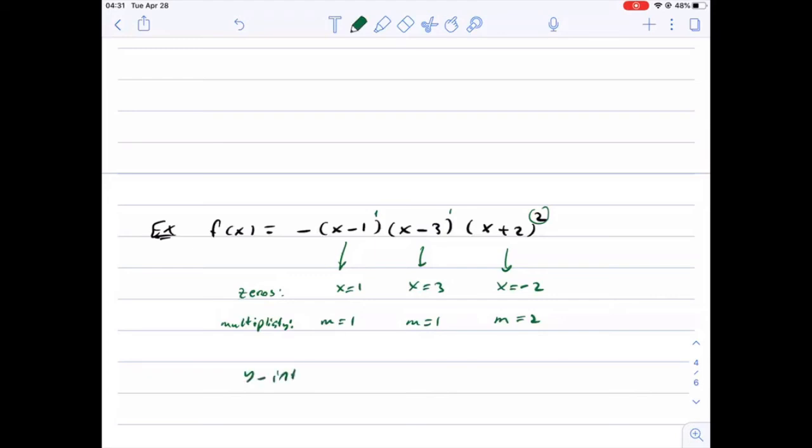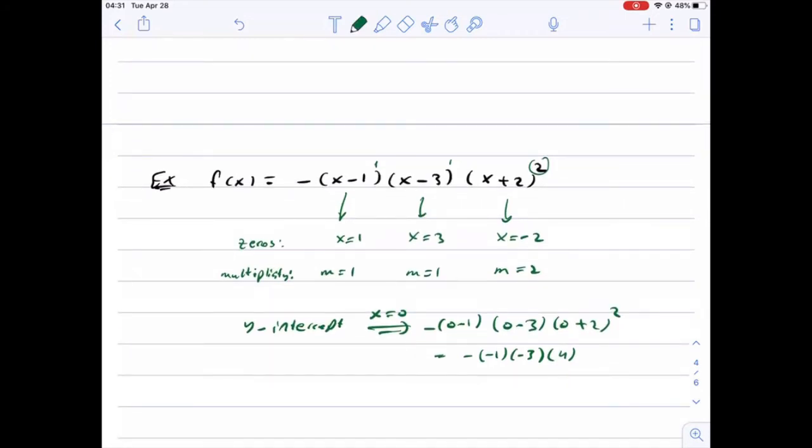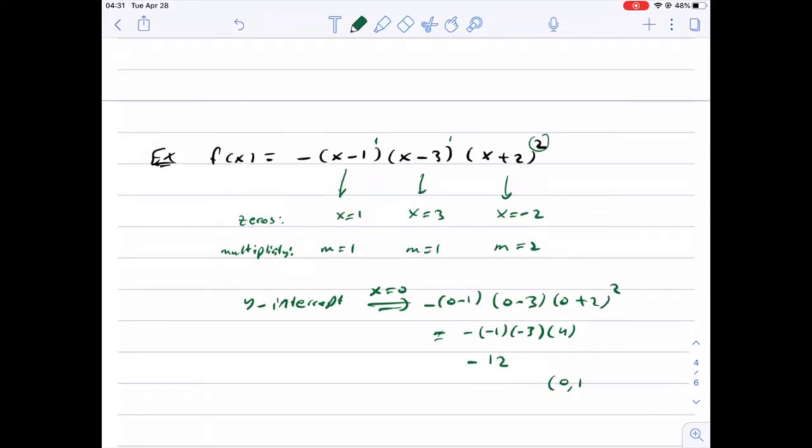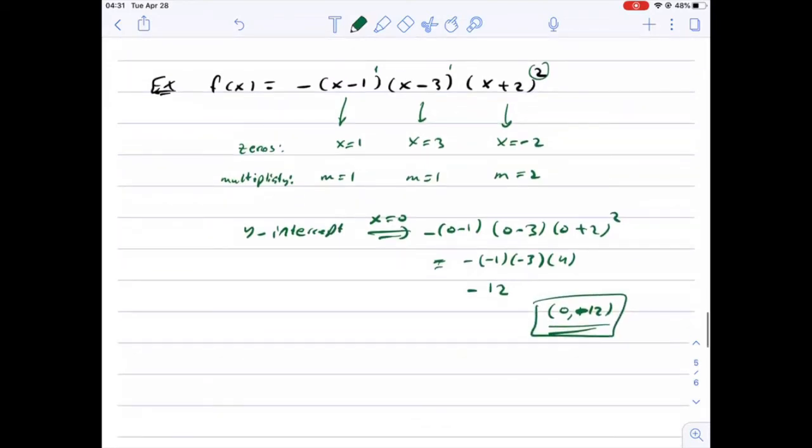The y-intercept, we set x equals 0, we get -(0 minus 1)(0 minus 3)(0 plus 2) to the power 2, and that gives us -1 times -3 times 4. So we have -12. So the y-intercept is (0, -12). This is the y-intercept.